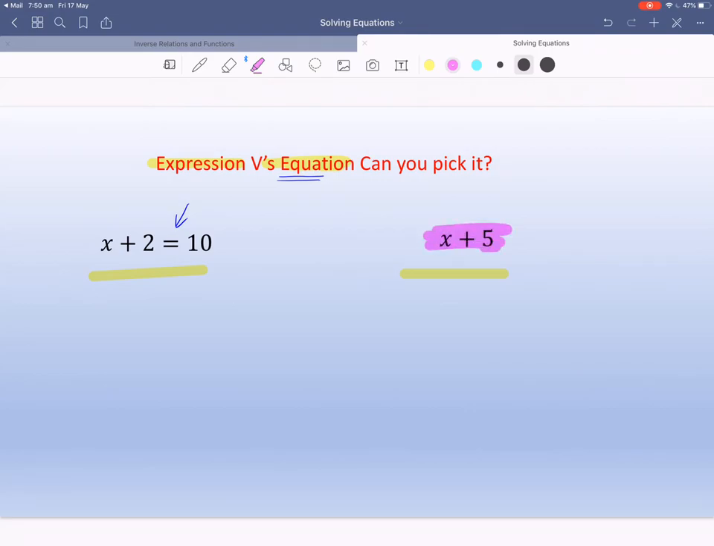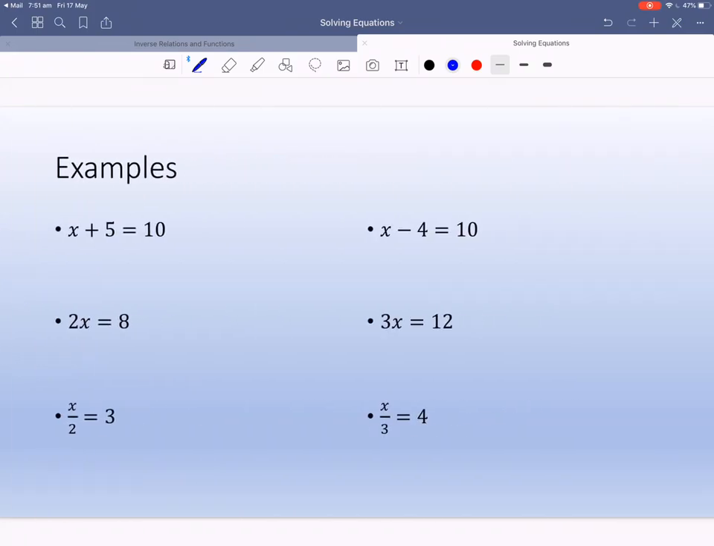So let's write it down. Equation, because it has an equals sign. Algebraic expression. Okay, let's go to solving equations, because they clearly all have equal signs.